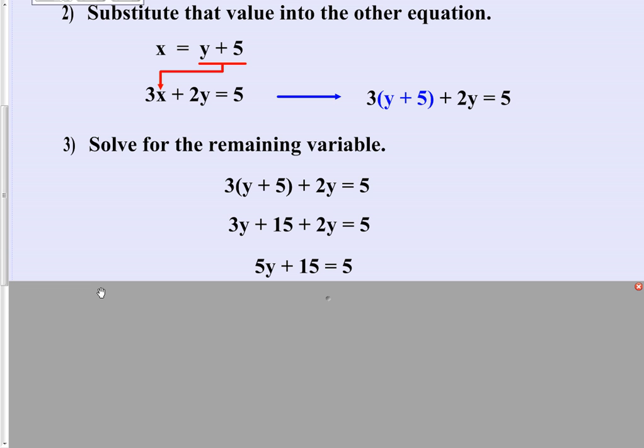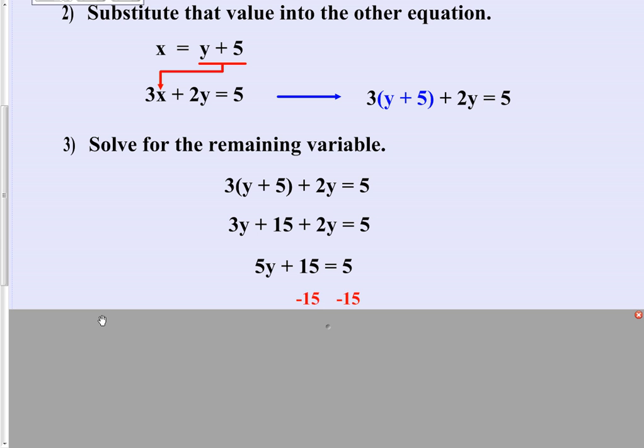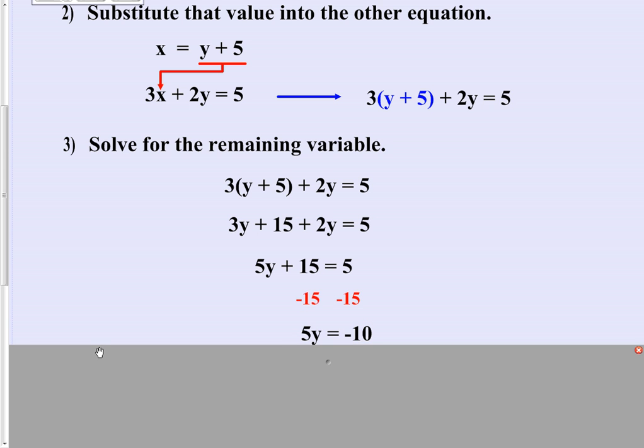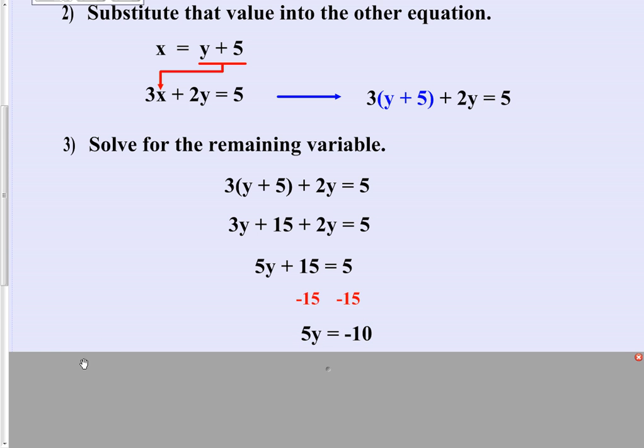The V stands for getting all the variables on one side. Well, obviously, all of the y's are already together, so nothing to do there. The E stands for moving everything else the other direction. So if all the y's are going left, then everything else is going right. We need to move that plus 15. So how do you move the plus 15? We're going to subtract 15 from both sides, and that will leave you with 5y = -10.